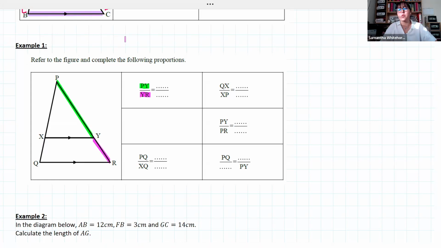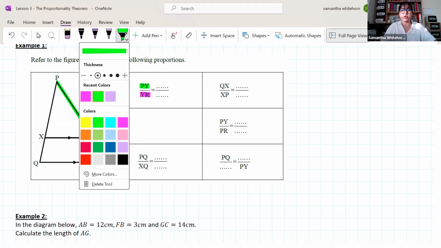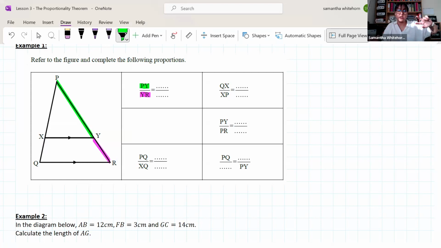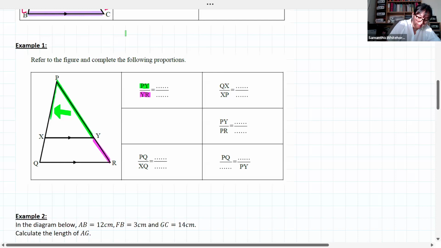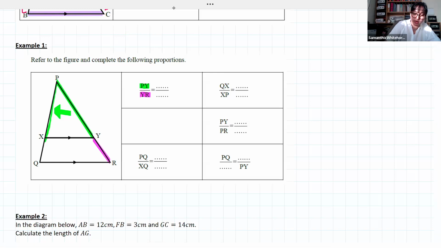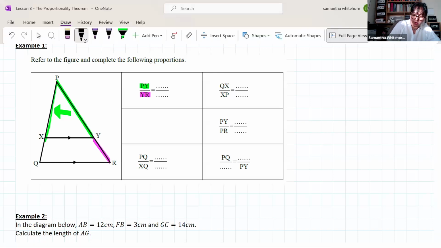If we want to say what is in proportion to it, we now go and have a look on the other side of my triangle, because I've got that parallel line XY. XY is parallel to QR. I know that on the other side, it's being cut in proportion. So PY corresponds to PX. So in my little ratio here, I can write PX.